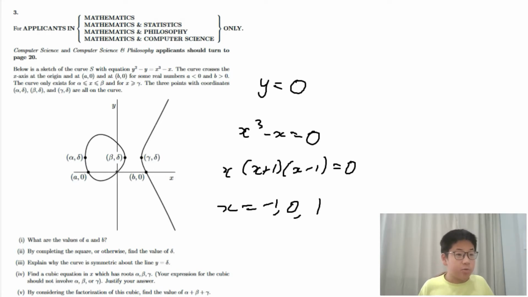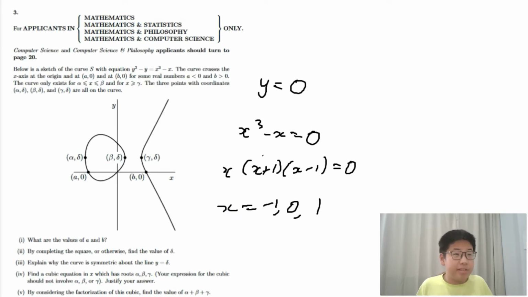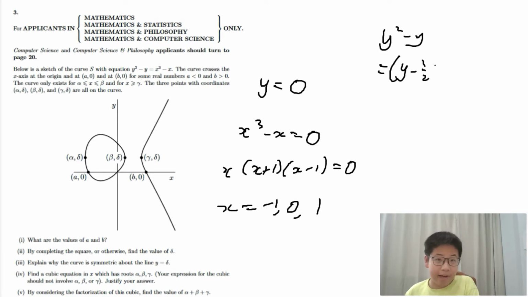By completing the square, otherwise find the value of theta. So what are we going to do? By completing the square, we need to find a minimum. So y squared minus y equals (y minus a half) squared minus a quarter.